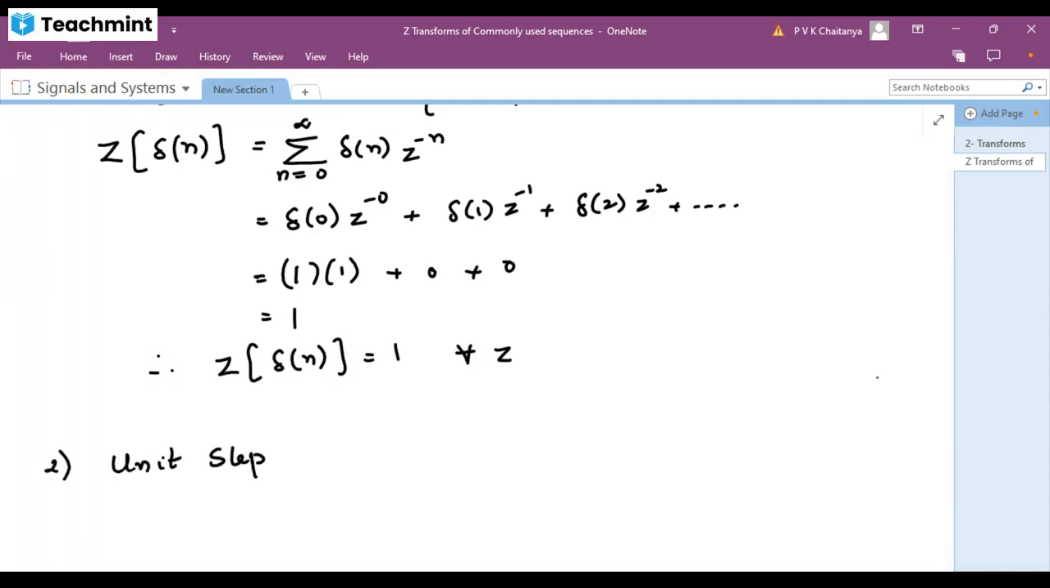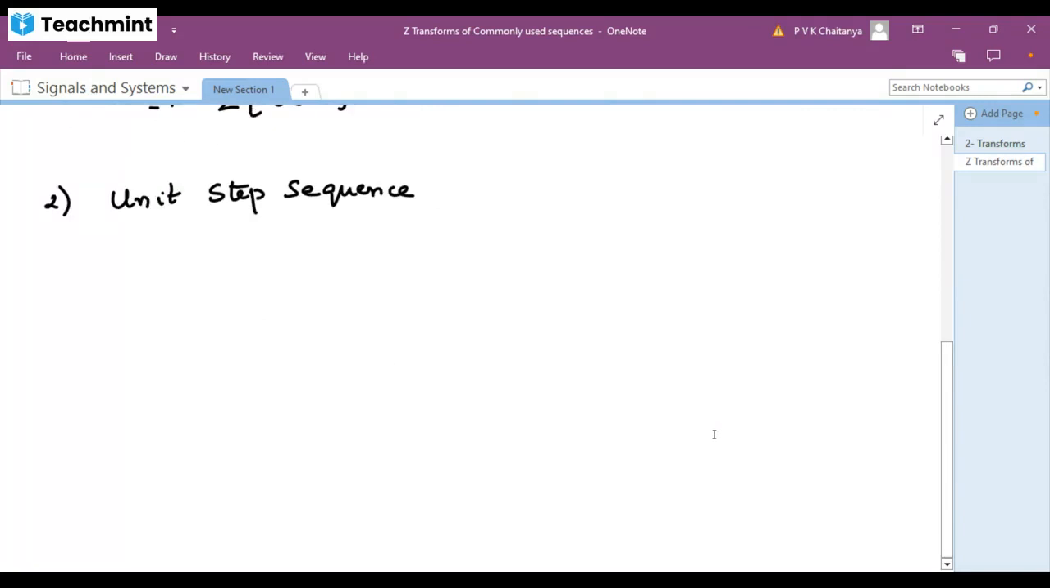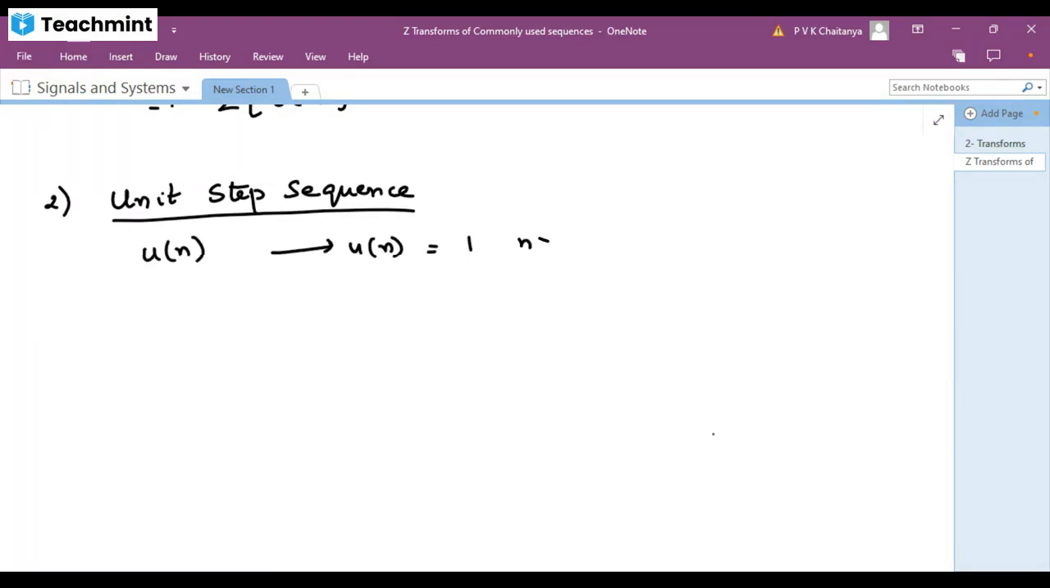Unit step sequence. So what is the unit step sequence? U of n. We know that U of n is equal to 1 for n greater than or equal to 0, and it is equal to 0 for n less than 0. So that is the meaning of unit step sequence.